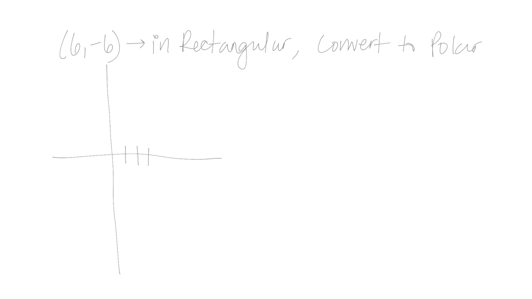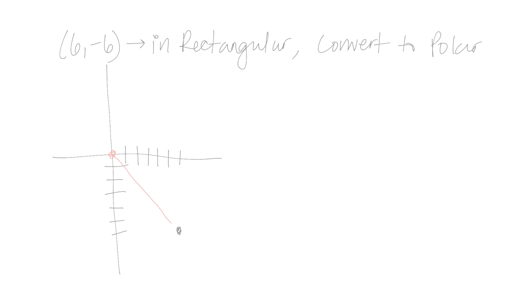So 1, 2, 3, 4, 5, 6. 1, 2, 3, 4, 5, negative 6 there. So here's my point. Okay, this again is the point 6, negative 6. All right, so what we want is to figure out what angle this is at, and we want to figure out how far it is from the pole, because those are the two things you need for polar coordinates.